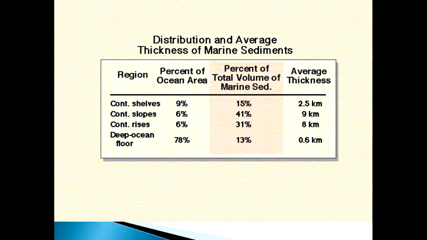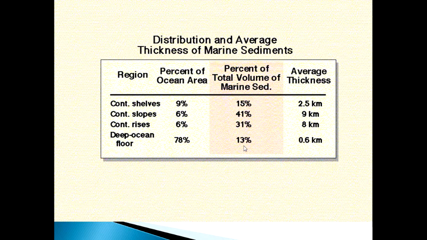But if you look at the column that's highlighted in the pinkish color, you'll see that the percent of the total volume of marine sediments is slightly different. So even though the deep ocean floor is 78% of the area, it's just 13% of the total volume of marine sediments. So when I look at this bottom row, what I see is that there's very little sedimentation going on in the deep, deep oceans. And that kind of makes sense.